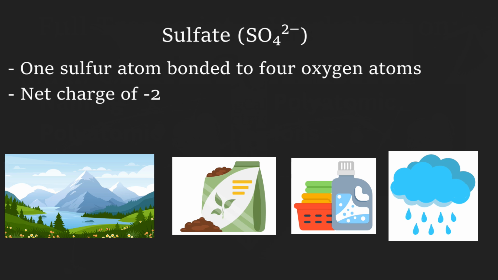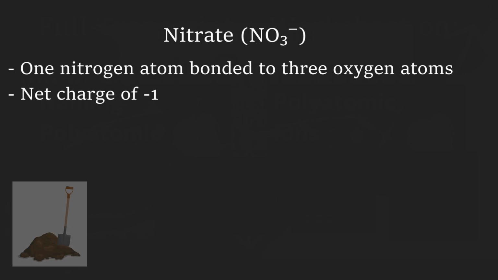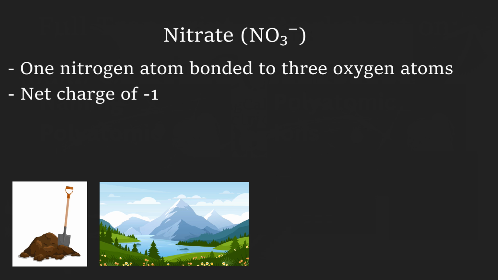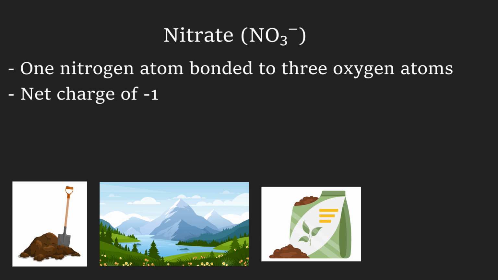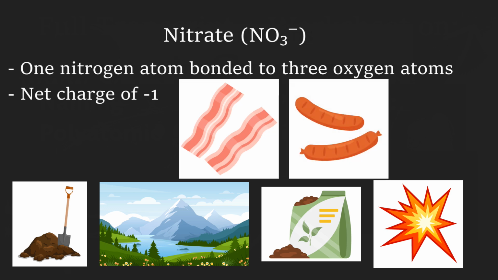Our second on the list of common polyatomic ions is the nitrate ion. It consists of one nitrogen atom bonded to three oxygen atoms, and it carries a net charge of -1. In nature, it is primarily found in soil and in water. It is essential for plant growth, and it is therefore a major component of fertilizers that are widely used in agriculture. Nitrate compounds are also often used in the production of explosives and to preserve cured meats like bacon and sausages.